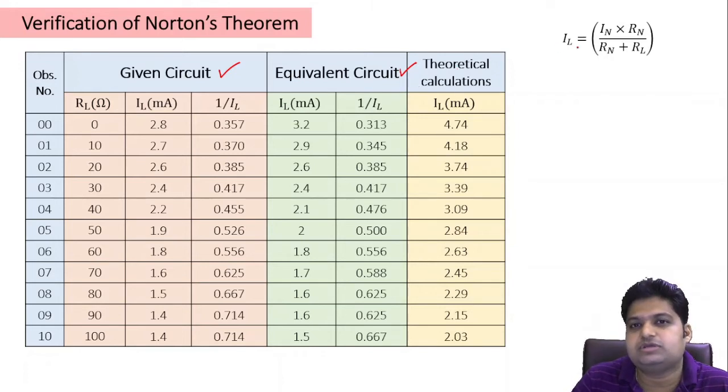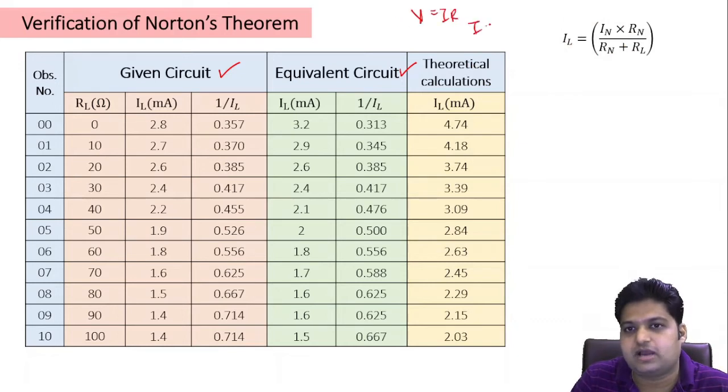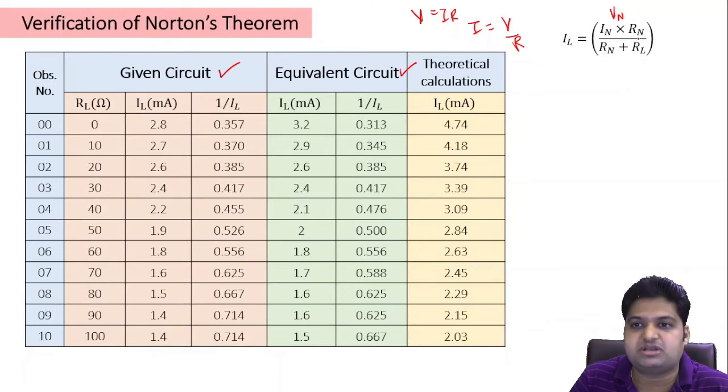The theoretical calculation is done using this formula. Okay, V is equal to IR, so obviously I is equal to V upon R. So IL, the load current, is equal to V, which will be like Vn, right? V is equal to IR, the Norton current, into the equivalent resistance upon the total R, that is the equivalent resistance plus the load resistance that is changing here, right, from 0 up to 100.